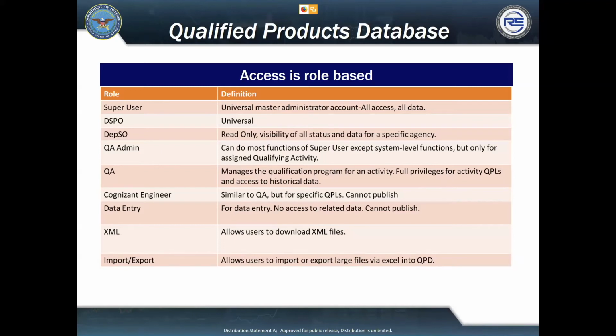When it comes down from the DSPO on down, that's where the data starts to get limited. The DSPO can see all of the qualifying activities within their service, and it's read-only. They do not have the ability to make any changes. They can only see, in the example of Navy, NAVSEA, the Ordnance Center at Indian Head, and NAVAIR. DLA obviously can see Richmond, Columbus, and Philadelphia. So IS, CC, and all the GS codes for Richmond.